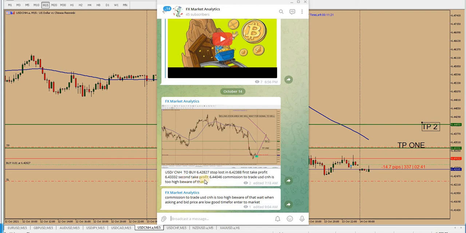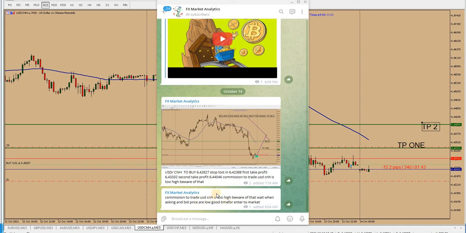On the Telegram group I mentioned this when I marked it up this morning. As I said, commission on trades on USD RMB, Chinese money, is too high. Beware of that, because the buying price, bidding price and asking price I'm talking about is this blue line and red line. You can change the color to any color you want on your platform so you can see it easily. When there is a big gap, it's not good to trade that pair, because if you want to enter here, the market would execute here. So you lose all this, because this is the broker's money, which you pay as a commission.